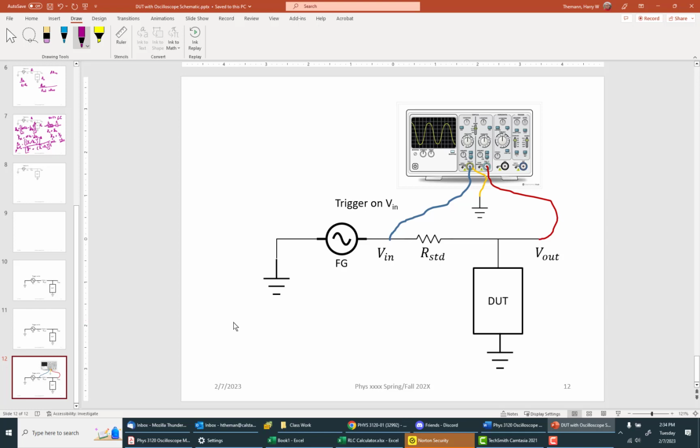So instead of trying to measure the voltage across our standard, we're going to measure the V in with channel 1. We're going to measure the V out with channel 2. And I've just drawn in the ground here. Of course, the ground means that this is connected and that this is connected.